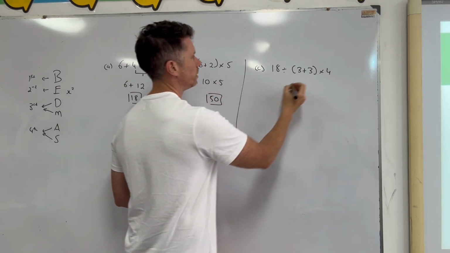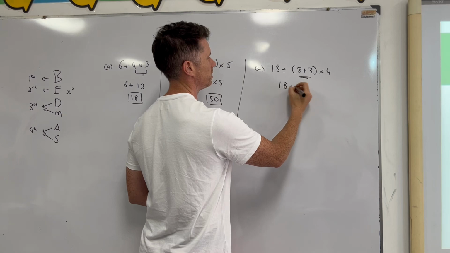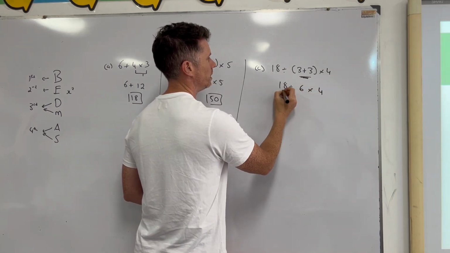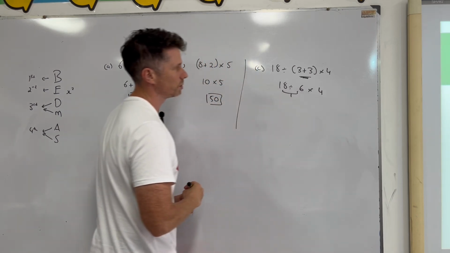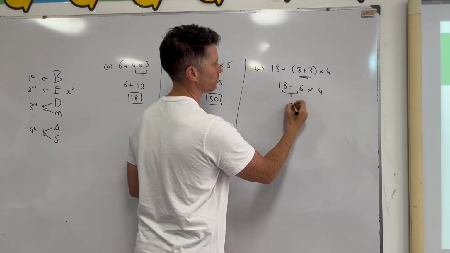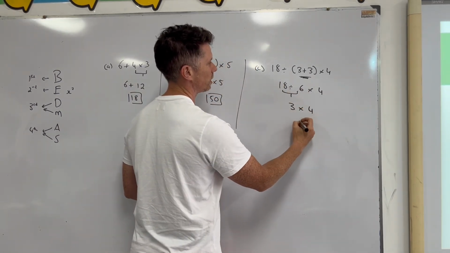And this third one, do this bracket first. 18 divided by 6 times 4. Do this next, because division and multiplication come joint third, so I do whichever one comes first. This one comes first, so 3. And then 3 times 4 gives 12.